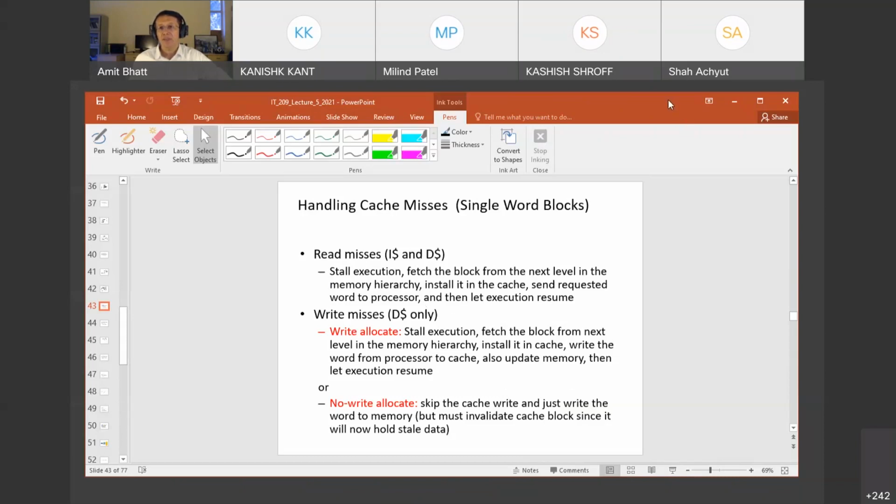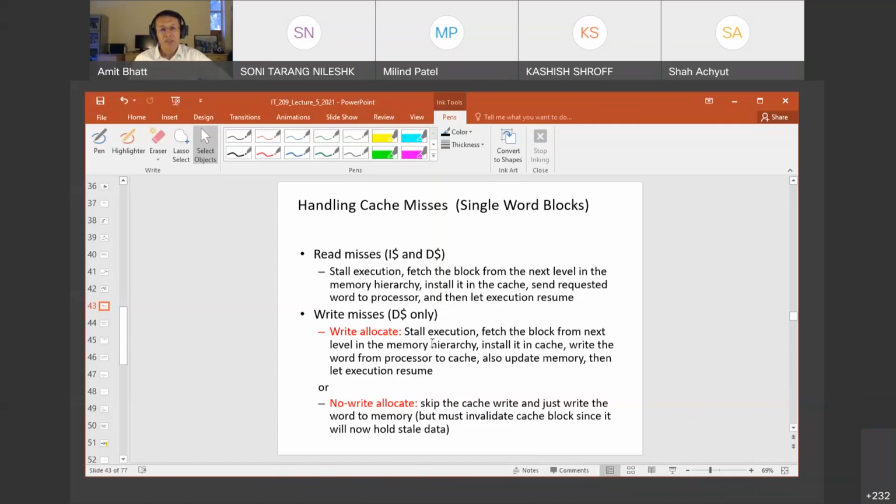Hello, sir. Yes. Sir, you say that when we use write through policy, the processor writes to cache, and then the updates happen on all the lower levels of cache. But then why will the processor sit idle? Because the memory management unit will update the blocks in the lower levels of memory, right, sir?